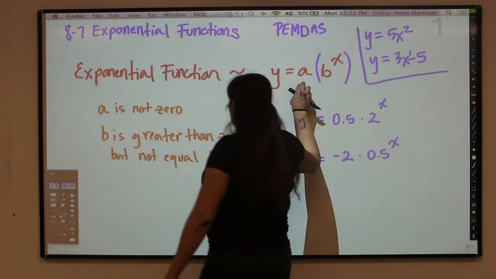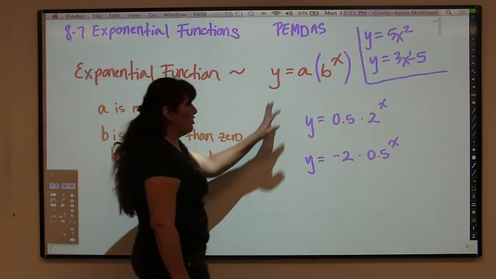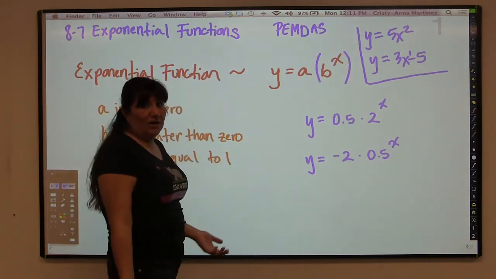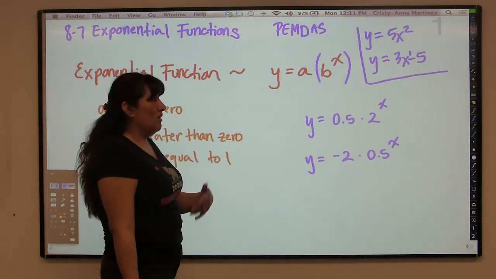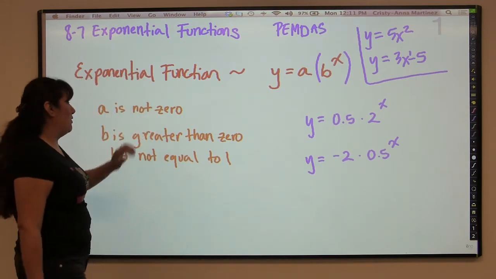So if we allow a to be 0, well, 0 times anything is 0, and so all you would have is y equals 0, and that wouldn't have a variable in the exponent. So that's why we say that a cannot be 0.